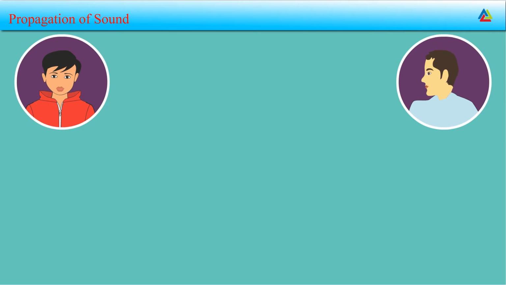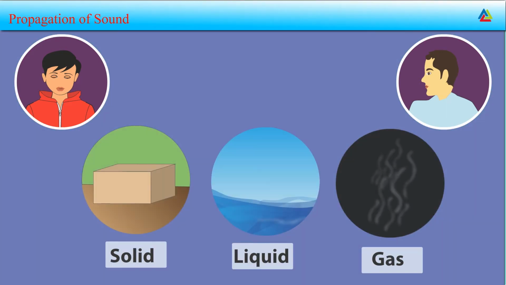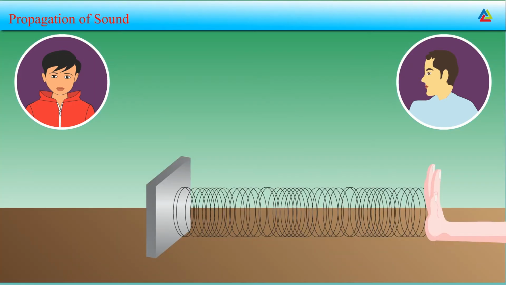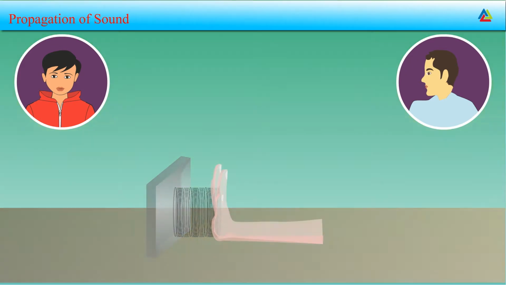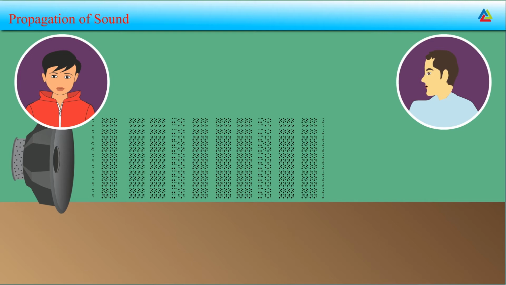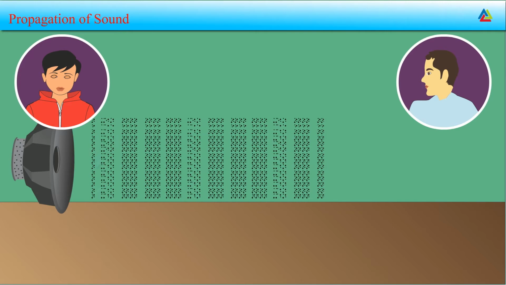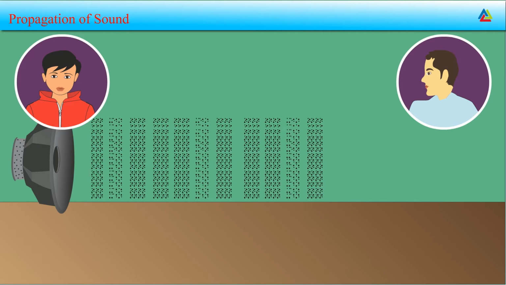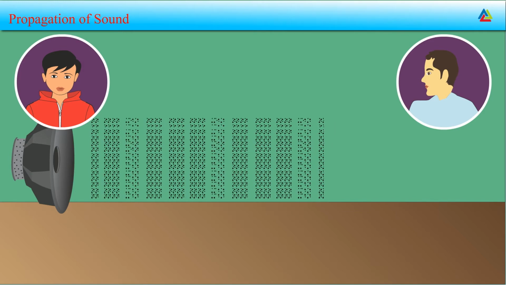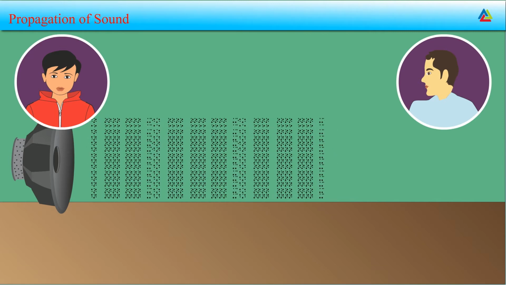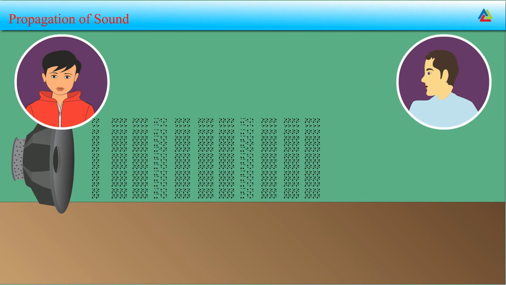Dad, how does sound propagate? Sound propagates through mediums like solids, liquids, and gases. When an object vibrates, it sets particles of the medium around it vibrating. A particle of the medium in contact with the vibrating object is first displaced from its position and then exerts force on the adjacent particle. As a result, the adjacent particle gets displaced from its position of rest, and then the first particle comes back to its original position. This process continues till sound reaches its destination.